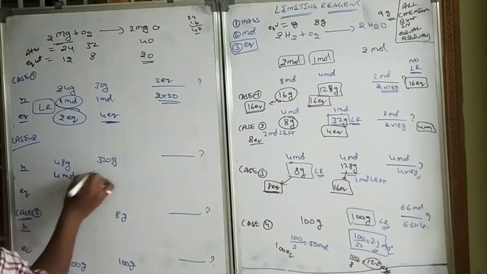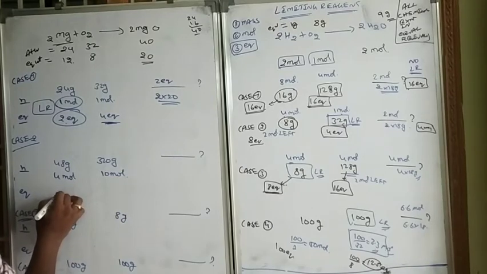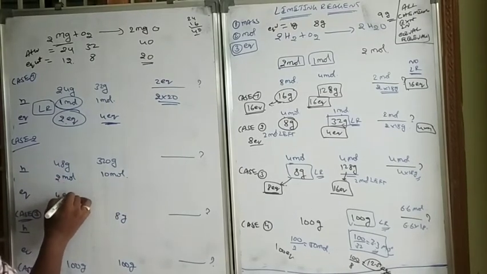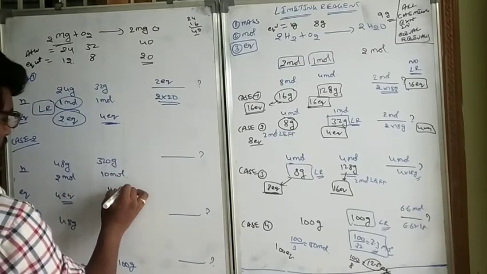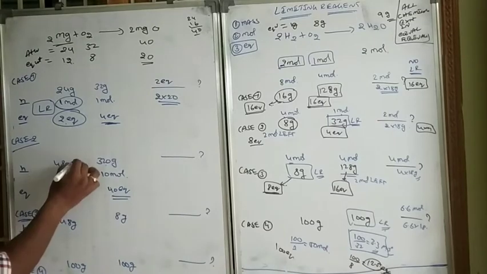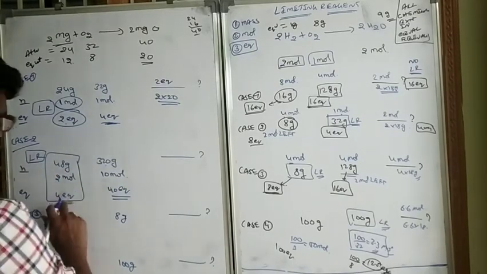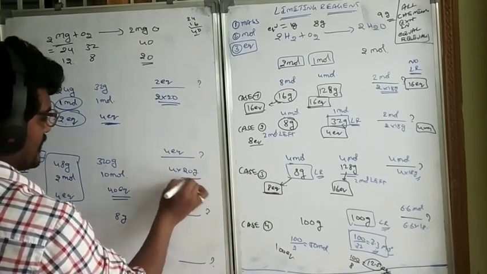Here how many moles? 4 moles. How many moles? Sorry, this will be 2 moles only. How many equivalents? 4 equivalents. This will be how many equivalents? 40 equivalents. So this one will be the limiting reagent. So that's why 4 equivalents will come, so 4 into 20 grams.